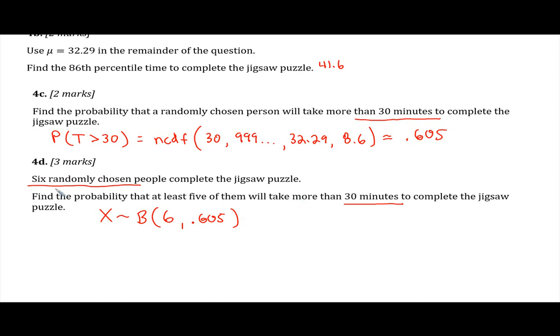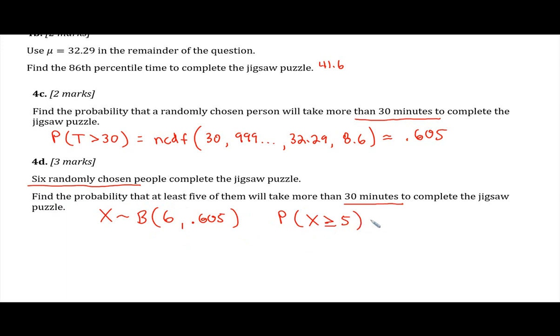You have to recognize that this problem started as a normal distribution question, but when they ask this question in 4D, you're going to use the information that you've already calculated. And then this question becomes a binomial distribution question based on what they ask, because it meets those 4 requirements for a binomial distribution. So we're going to calculate the probability, find the probability that at least 5, so capital X is greater than or equal to 5.